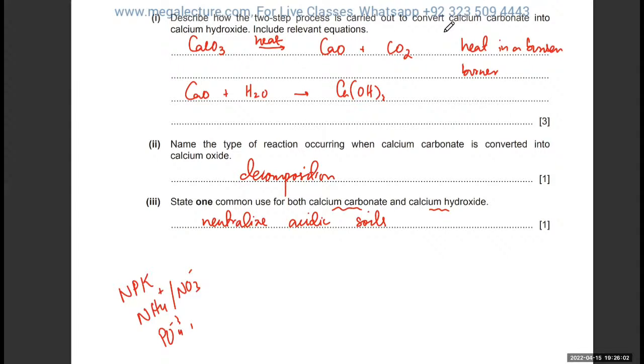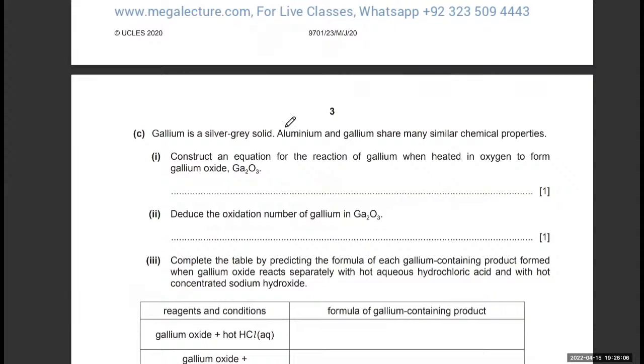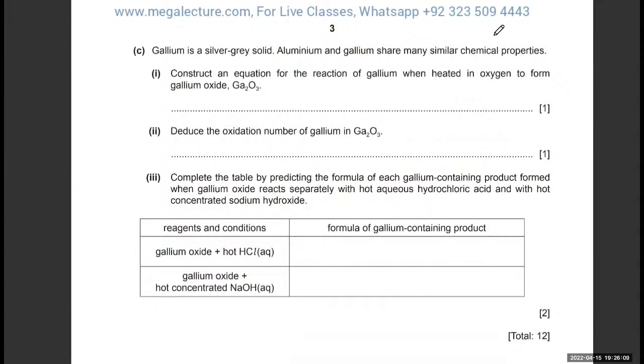So moving on, the next part is gallium is a silver gray solid. Aluminium and gallium share similar chemical properties. So he's not talking about gallium, he's basically talking about aluminium. So all you know about aluminium, you're going to write about it in this. Construct an equation for the reaction of gallium when heated in oxygen. So think of it as aluminium being heated in oxygen. They gave everything. They even wrote the formula, so that's kind of easy.